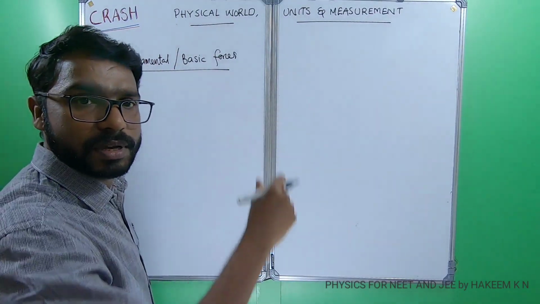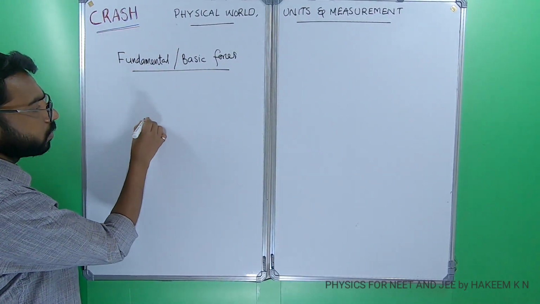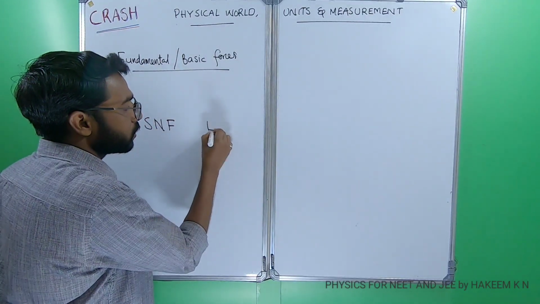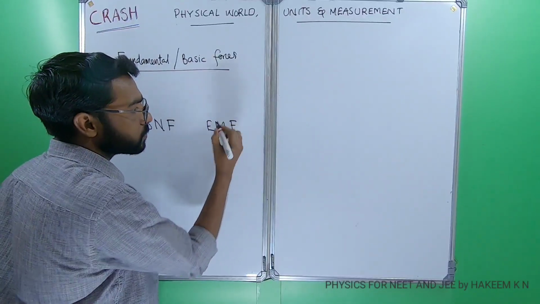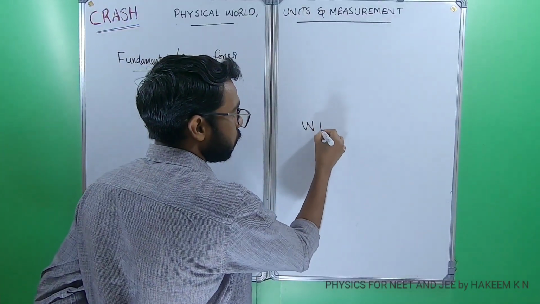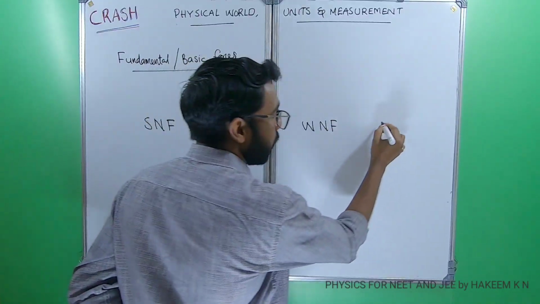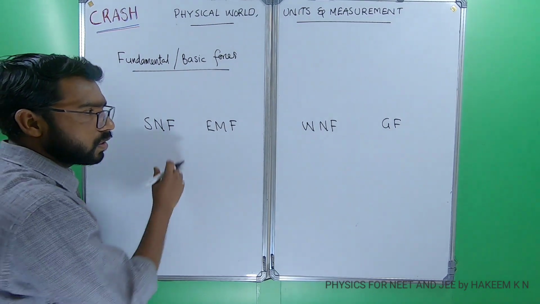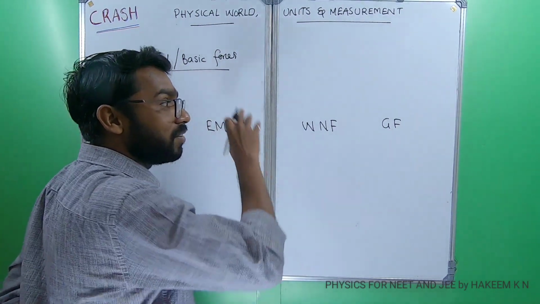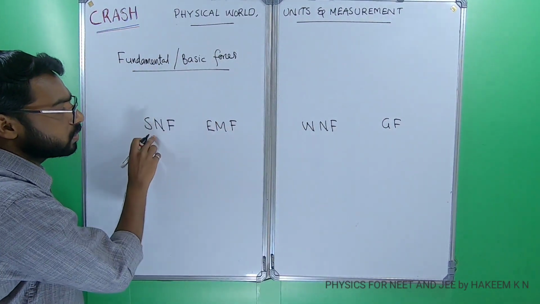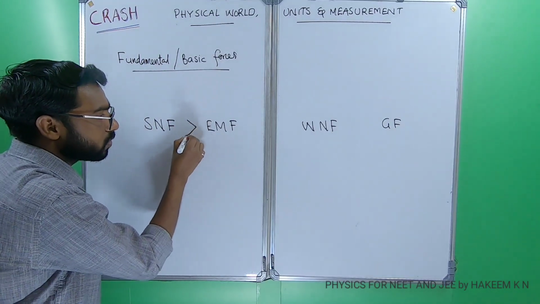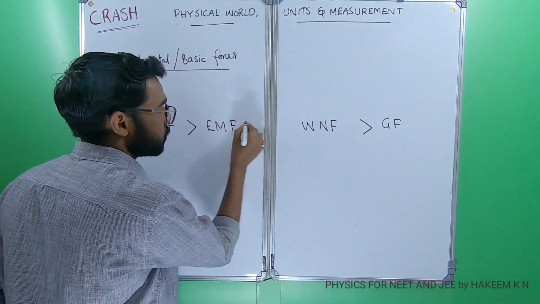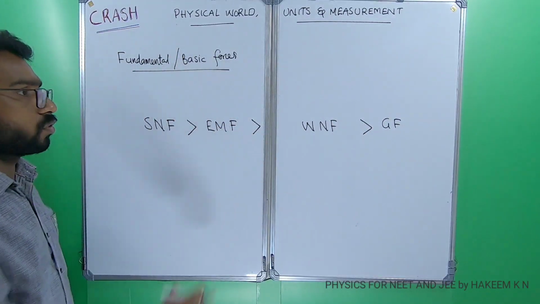There are four basic forces. They are strong nuclear force, electromagnetic force, weak nuclear force, and gravitational force. These I wrote in decreasing order of their strength. Strong nuclear force is the strongest, and gravitational force is the weakest.